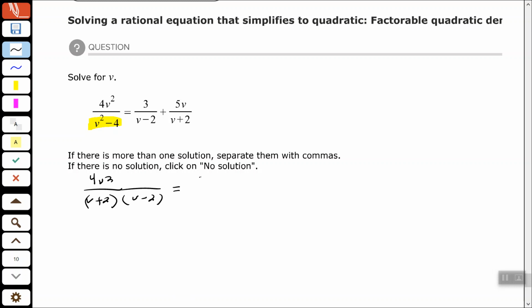And I'm going to go ahead and leave a little extra room for multiplying by the common factor. Maybe a little bit more than that.